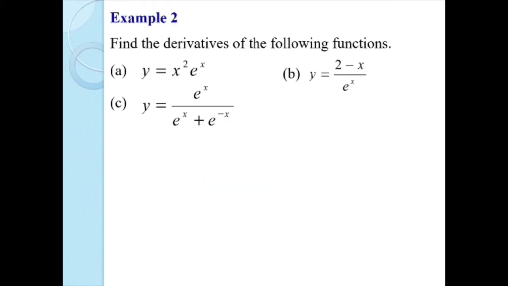Let's look at example 2. Find the derivatives of the following function. 2a. The function y is given as x squared times e to the power of x. How many x terms do we have in this function? I can see that there's one x here and there's another x here. So this means we have two expressions in one function y. Well, what is the operation right in the middle between these two expressions?